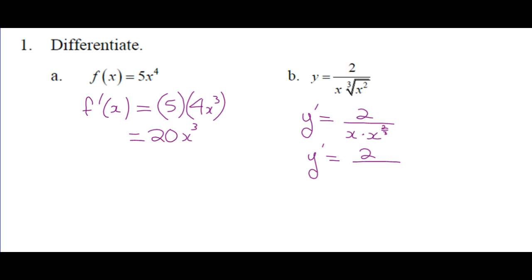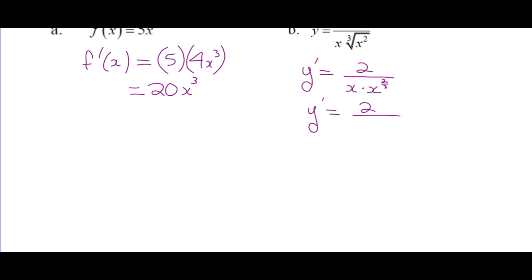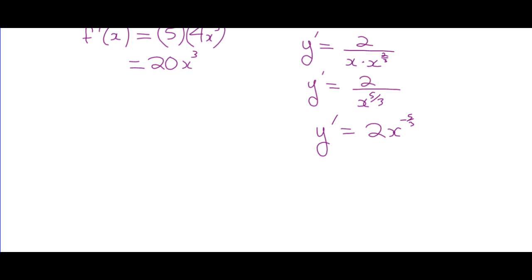Okay, so combining these two, we get x to the 1 2/3, 5/3. Yeah, 1 5/3, right? Okay, so this is x to the 5/3. But we still can't work with that, so we do this, right? That's way too big. So we get 2 times x to the negative 5/3. Okay, now we can do this.